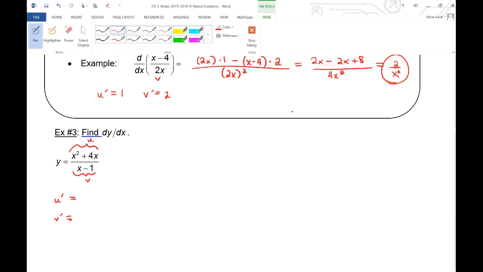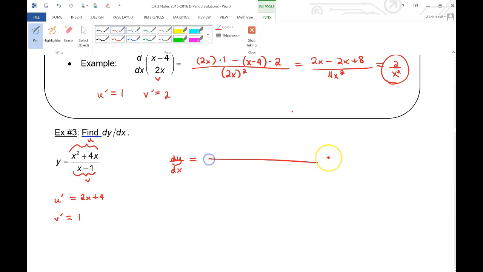Oh, wait, u prime? You say v prime. 2x plus what? I think it's 2x plus 4. And v prime is the bottom. The derivative of the bottom is 1. So let's do dy/dx. Want to try that?